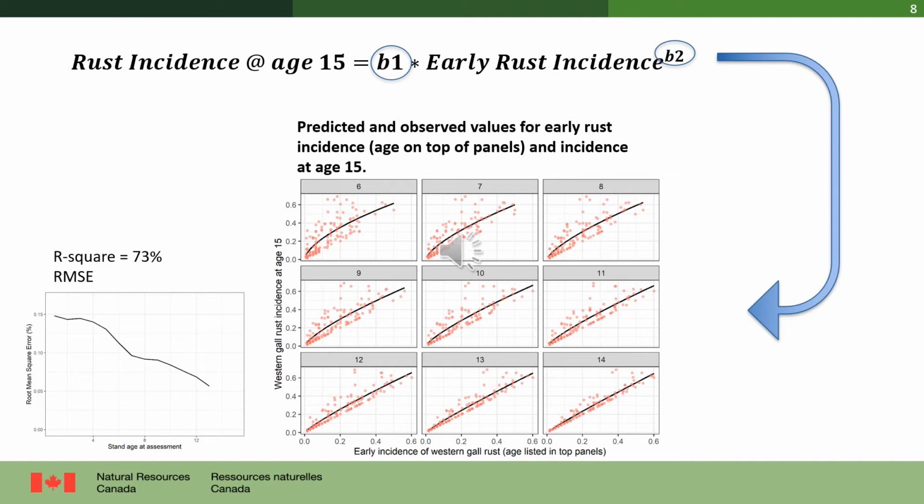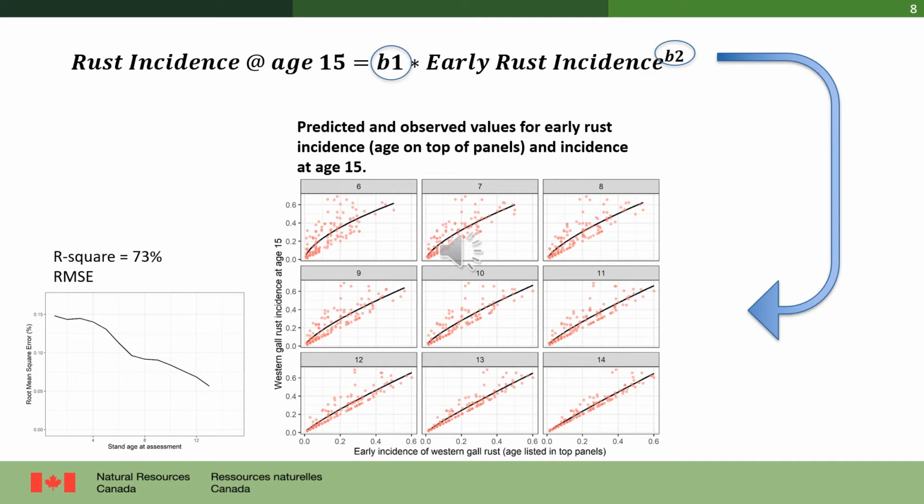On the x-axis, we have the early incidence of Western gall rust. The age at which the incidence level was recorded is listed in the top panel of each figure. On the y-axis, we have the incidence at age 15. The solid line is the prediction obtained from the regression model.